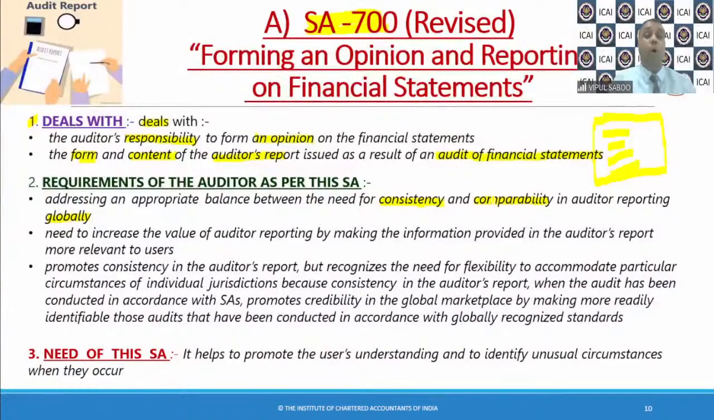So across the globe, many auditors are auditing many entities, the different kind or the same kind of entities, and they would be reporting. So auditors should report in such a manner that there is some consistency in his or her approach and it should be comparable at a global level.